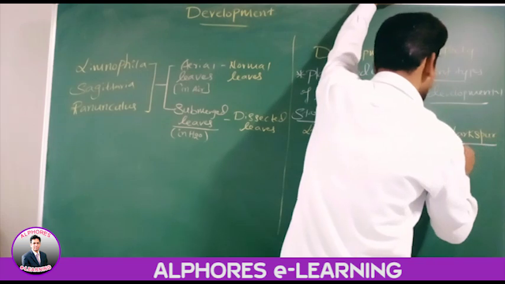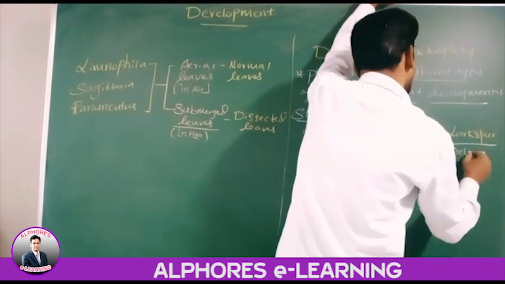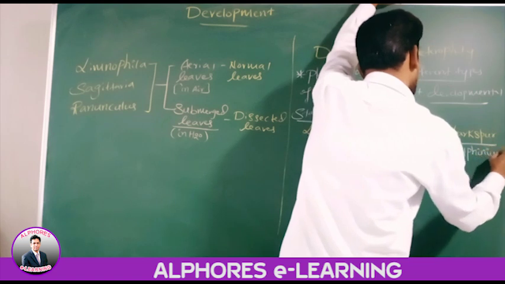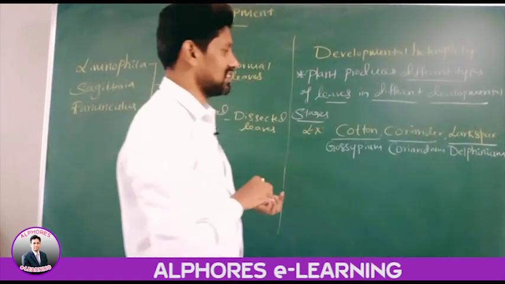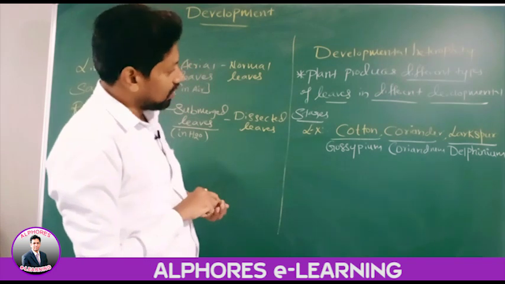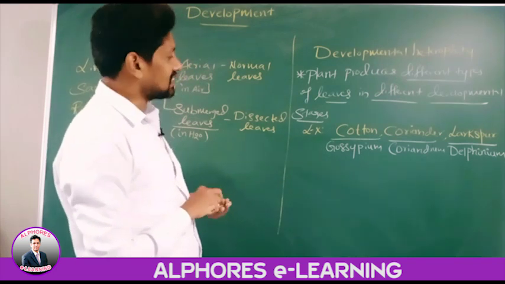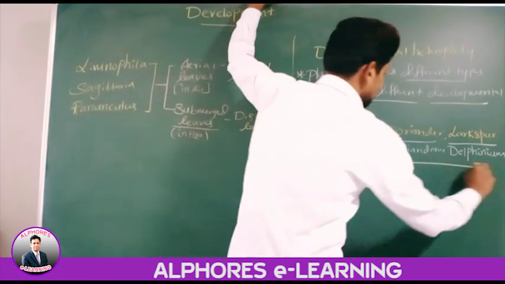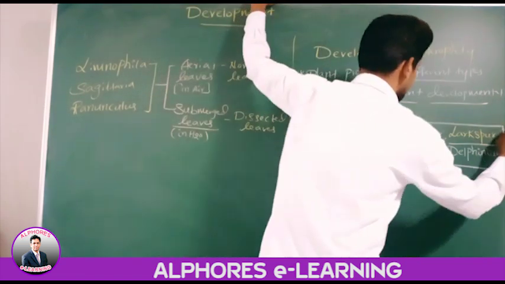Larkspur is also called as what? Delphinium. Therefore, cotton, coriander, larkspur, these three are examples for which heterophily? These three are examples for developmental heterophily.